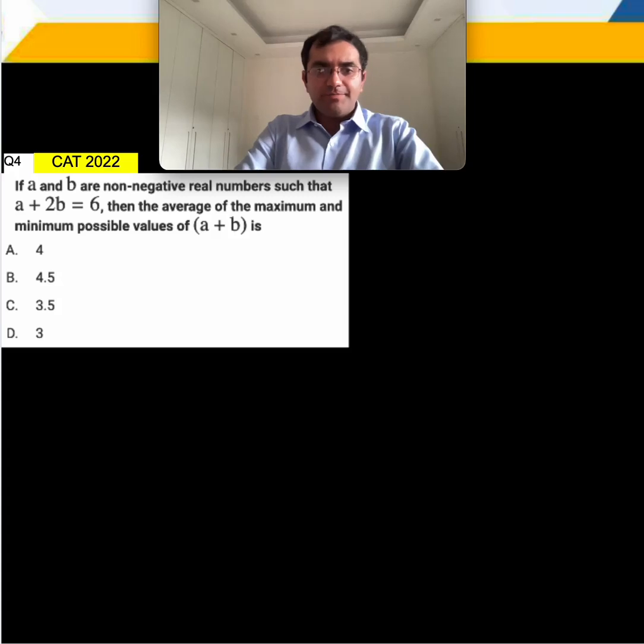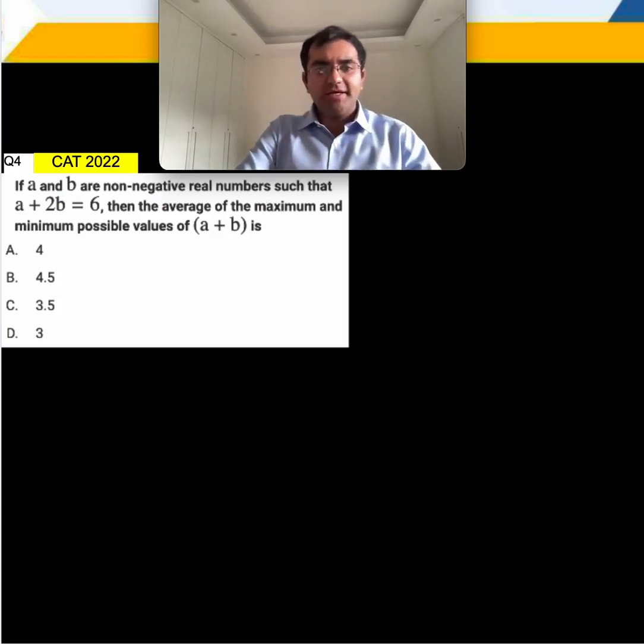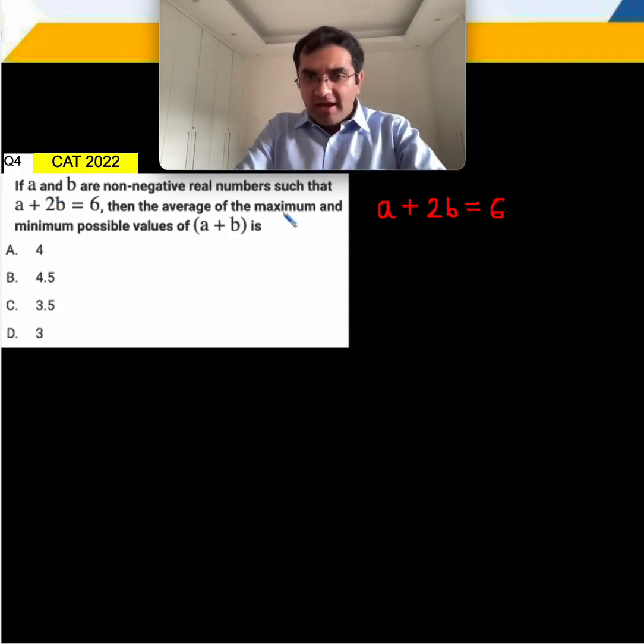From algebra you have A and B are non-negative real numbers such that A plus 2B is equal to 6. Non-negative रखना है. ठीक है. Average of maximum and minimum values of A plus B. So maximum and minimum चाहिए. Non-negative numbers हैं, for A plus B.